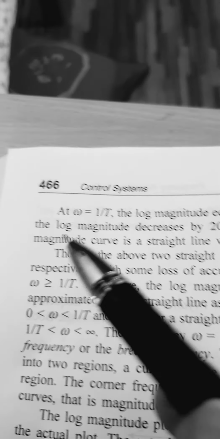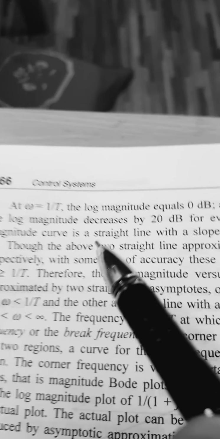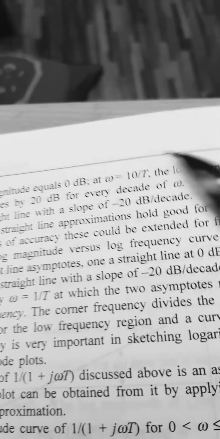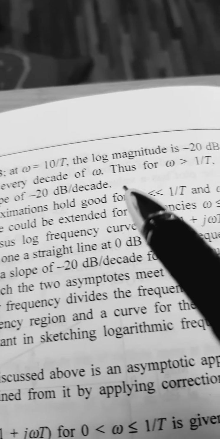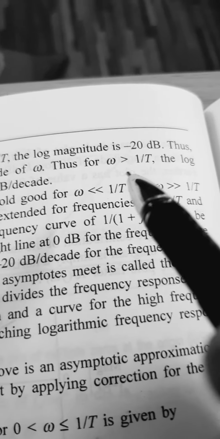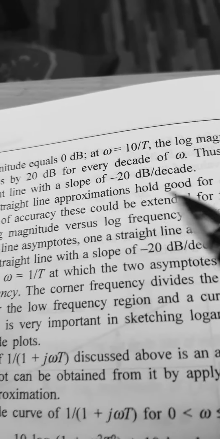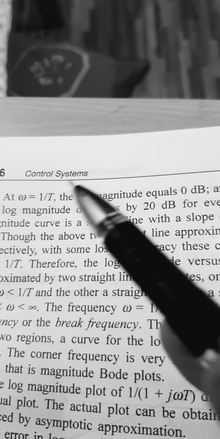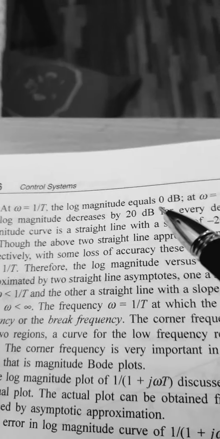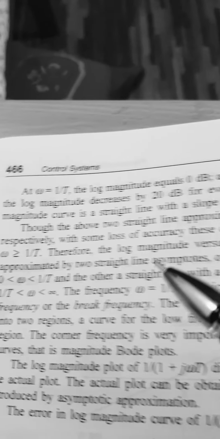Thus the log magnitude decreases by 20 dB for every decade of omega. Thus, for omega greater than 1 by T, the log magnitude curve is a straight line with a slope of minus 20 dB per decade. So here we took some approximation and assumed that it is 0, but actually it is not 0.